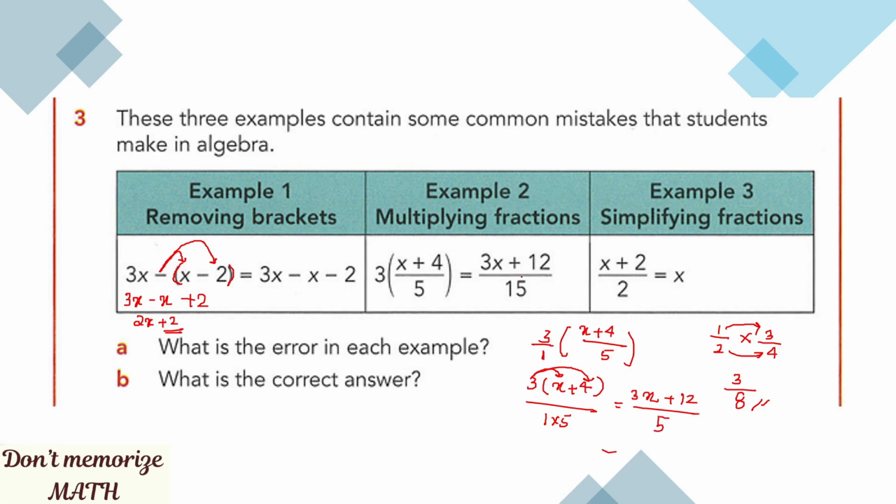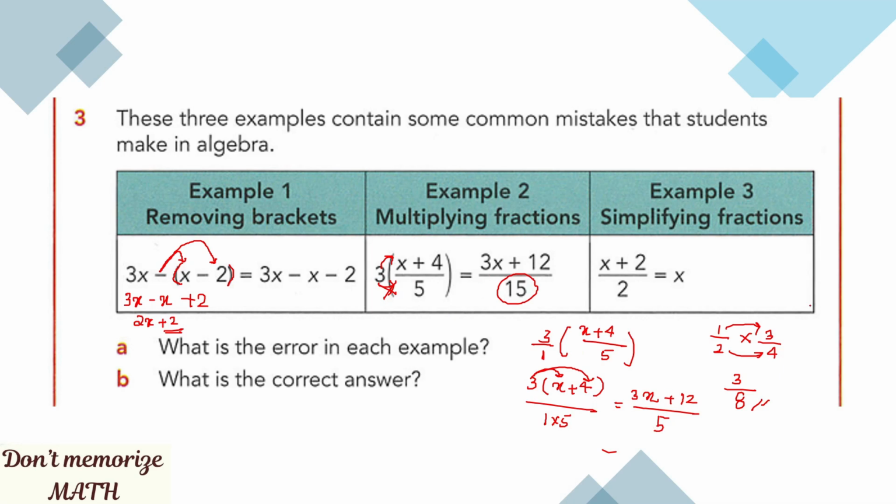So what is the mistake here? They multiplied the 3 with both the numerator and the denominator. That is wrong. We only have to multiply with the numerator. You can multiply directly, there is no need to write divided by 1 and all that. I wrote it for you to understand. So only multiply with the numerator. So the mistake is the 15, and the correct answer is 3x plus 12 over 5.